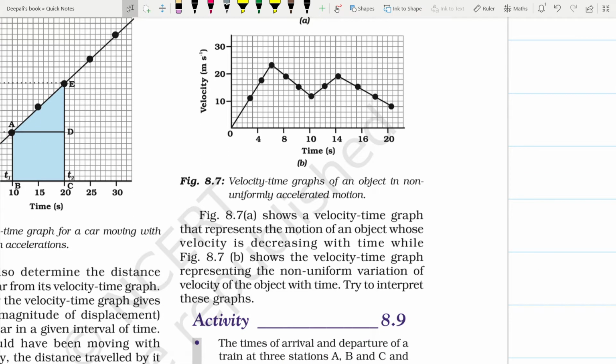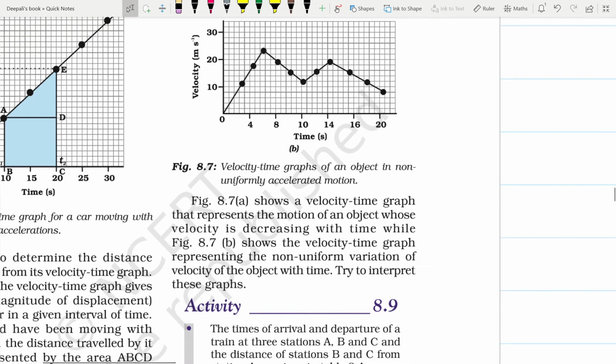As shown in the figure, this velocity time graph represents the motion of an object whose velocity is decreasing with time, while figure 8.7b shows the velocity time graph representing the non-uniform variation of velocity of an object with time. Try to interpret this graph.